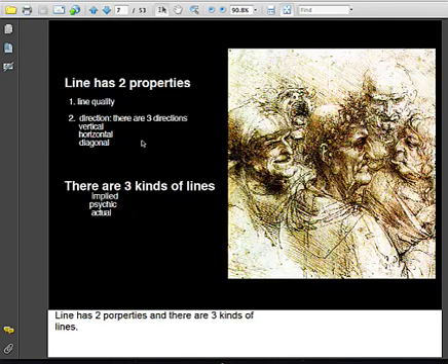And then it has properties: quality and direction. Quality is the weight. We just talked about that. And direction. Is it up and down? Is it diagonal? Is it back and forth? And then we talk about kinds of lines, and we talked about those a minute ago: implied, psychic, and actual lines. Implied lines are lines that basically are suggested by marks.